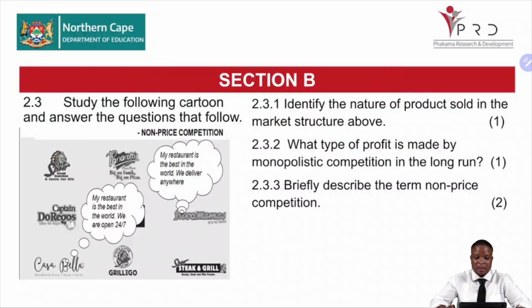Right, let's go to 2.3. You look at the cartoon on the side and then you look at question 2.3.1. Identify the nature of the product sold in the market structure on the side. So you're going to identify the nature of the product. You see there are a lot of restaurants there. Already you can see that it's monopolistic competition happening. What are monopolistic competitors selling? Then that is your answer. 2.3.2: What type of profit is made by the monopolistic competition in the long run? 2.3.3: Briefly describe the term non-price competition. Right, Grade 12, 5 minutes, then remark.